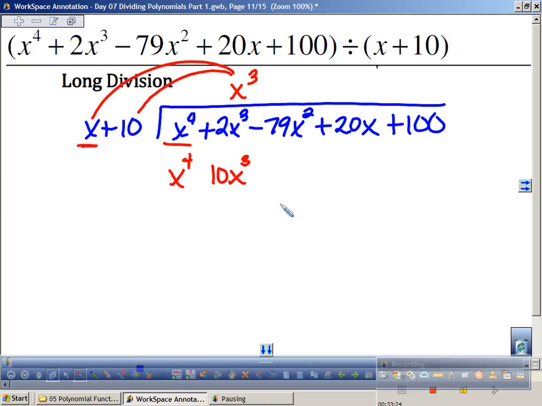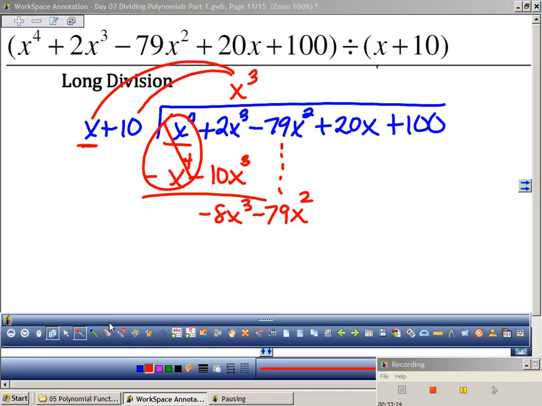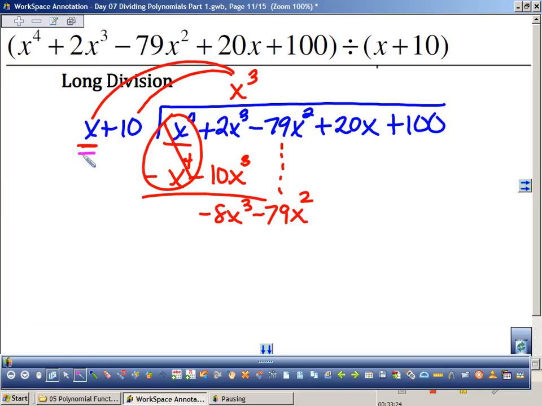So now I'm going to subtract, draw the line, and change the sign. Negative 10 and positive 2 make negative 8x cubed. x to the fourth and negative x to the fourth cancel each other out. Bring down negative 79x squared. You don't have to do that, you just have to erase it. Okay, so now I'm going to go to my pink. So I'm going to concentrate on my x going into x cubed.